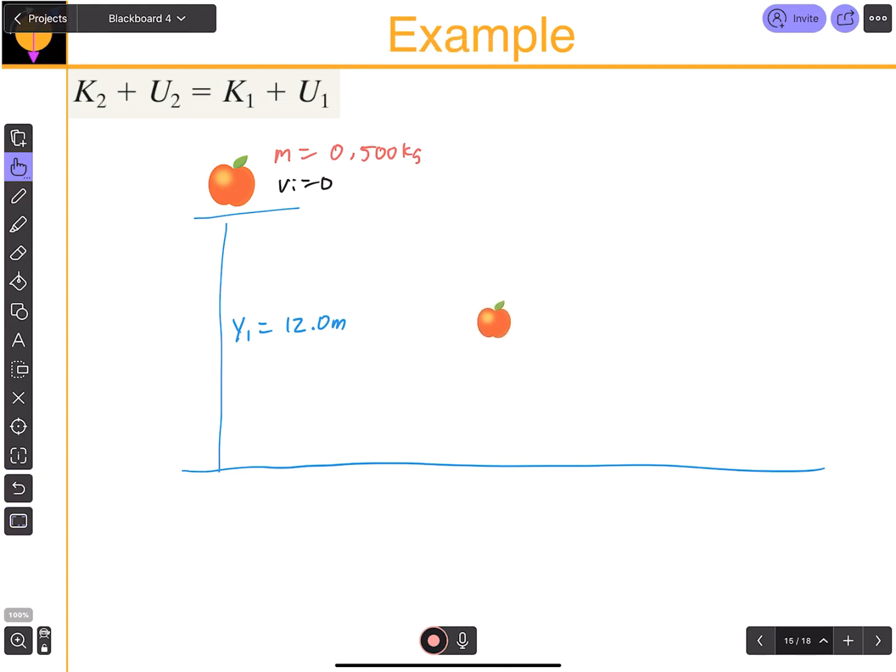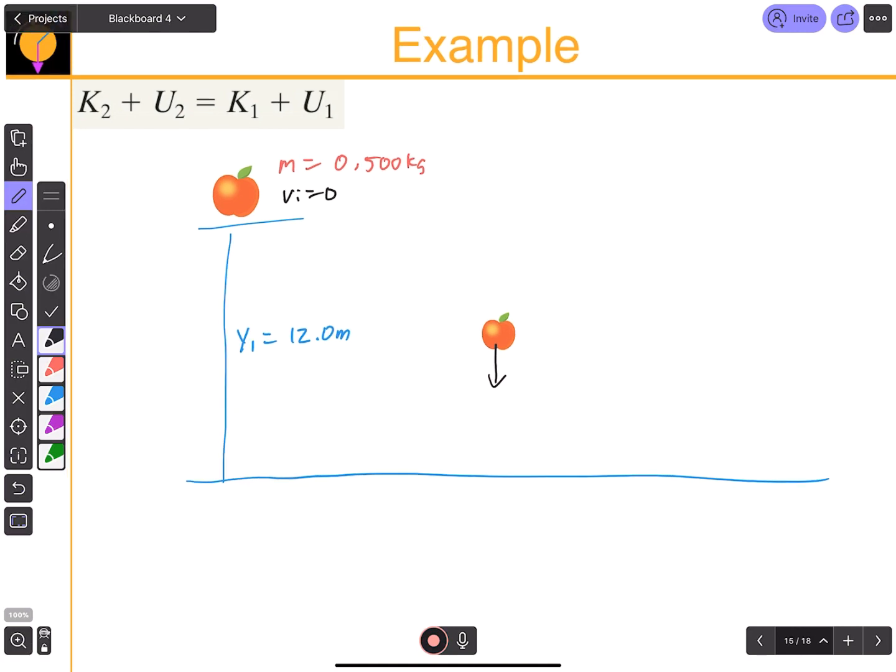When it's halfway down, what's happened? Well, it started moving, right? So we're going to call this V1, but it's initially at rest. V2, when it's halfway down, in other words when it's at a height of 6 meters, it's sped up a little bit. And we can use conservation of energy to find how fast it's going.